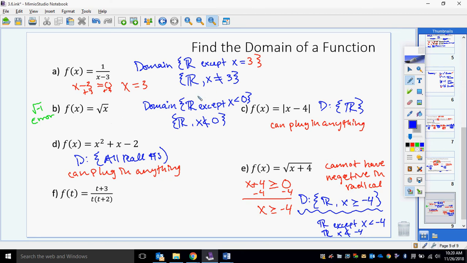So same thing up here in this radical. X couldn't be less than 0, so how else do I say that? Well, I could say x needs to be greater than or equal to 0. Okay, so numbers bigger than 0, which means it can't be numbers less than 0 for your domain on both of these.